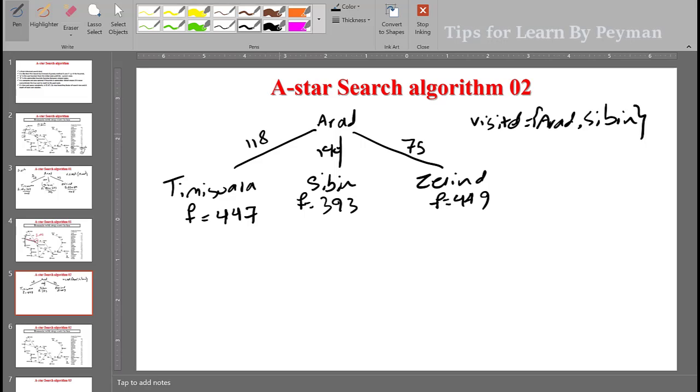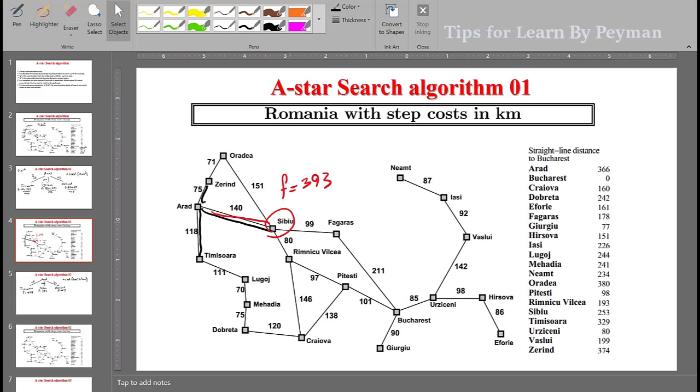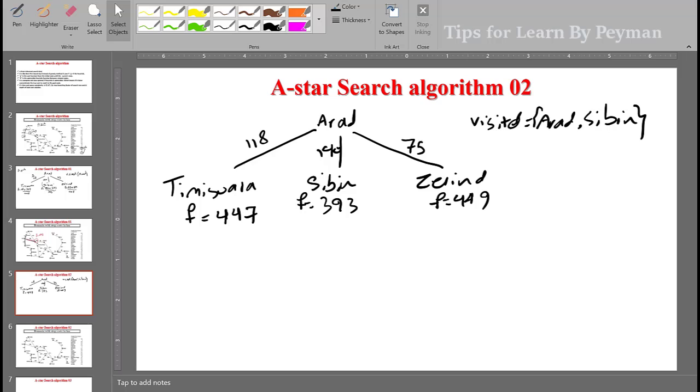So if we look at this, Sibiu has the neighbors of Oradea, Fagaras, and Rimnicu. So we have three neighbors here: Rimnicu, Fagaras, and Oradea. So I write it here. I open this. We have Oradea here. We have Rimnicu.